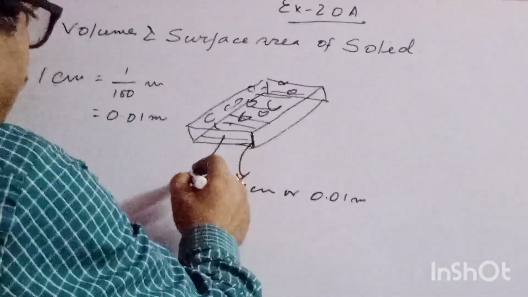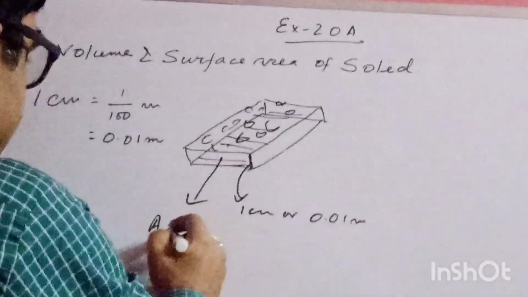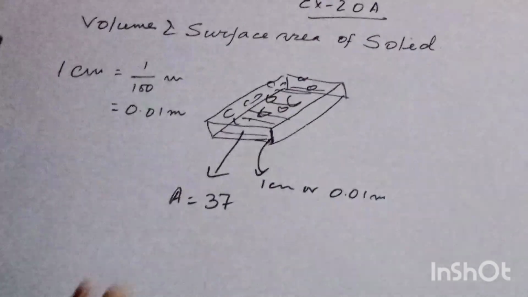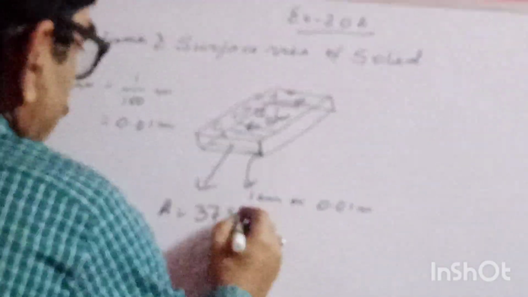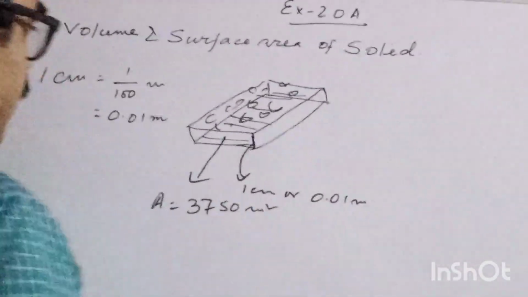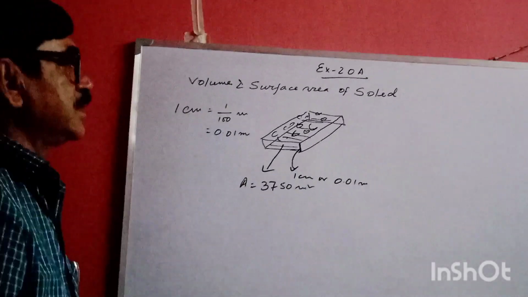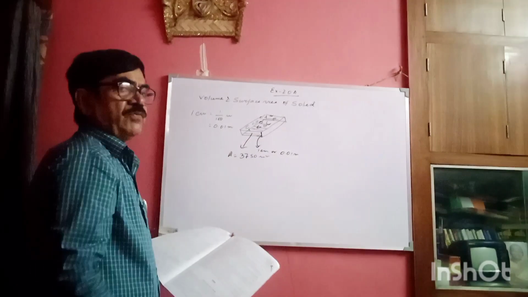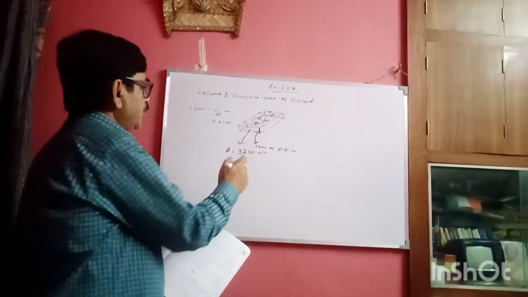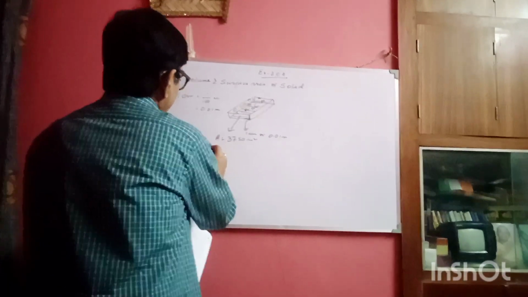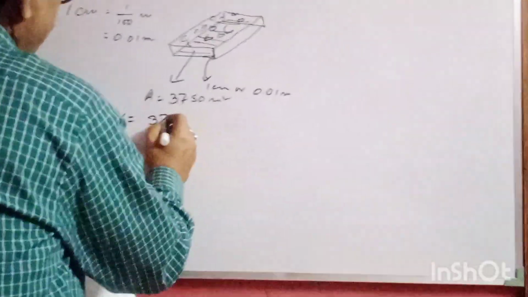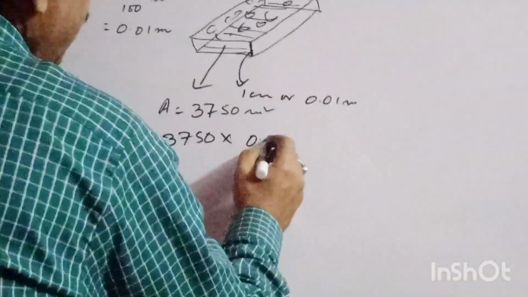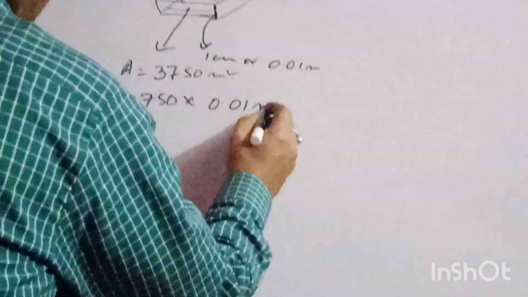The base area is given, 3750 meter square. How can you get the volume? The surface area into height will be the volume. Volume of the courtyard, that is V, will be 3750 into 0.01 meter.